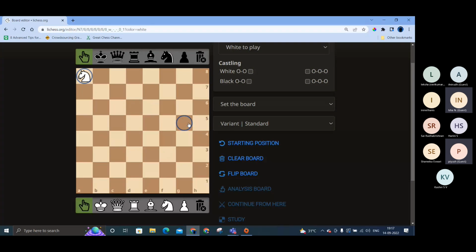Ma'am, B6. Okay. B6 is a landing square. How did he reach there? 2 steps like this. Then he took a turn and then he landed. So this is how it moved. Now, can you tell me the second move, Piyush?